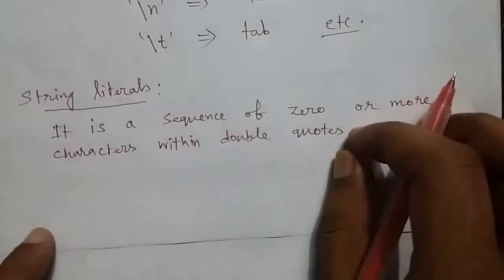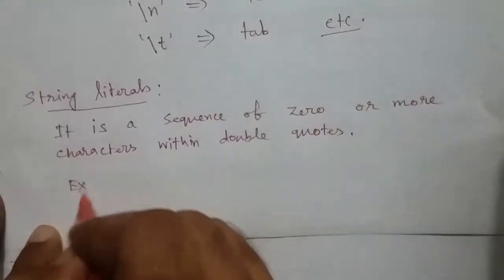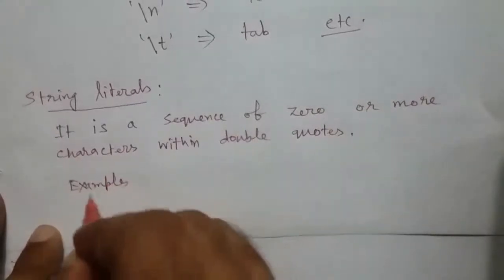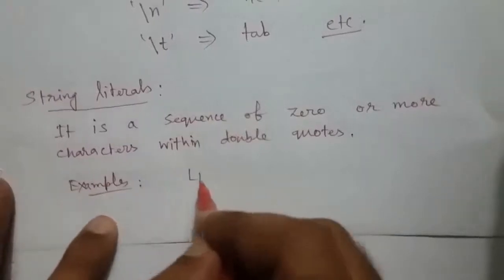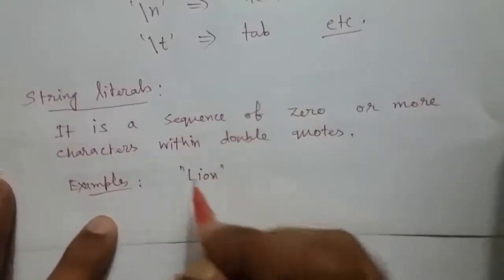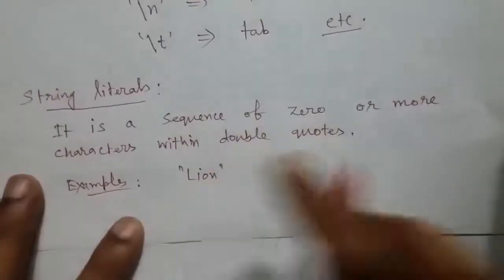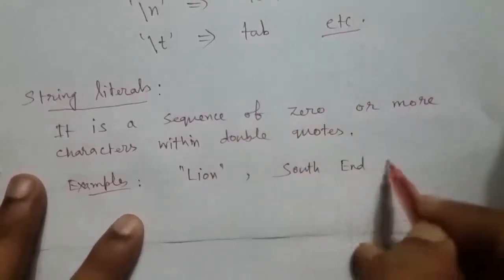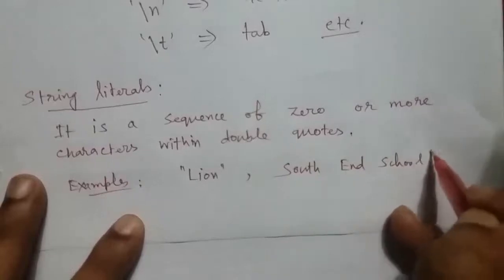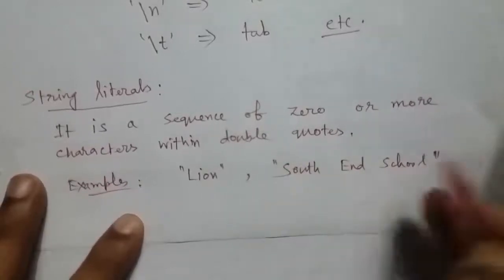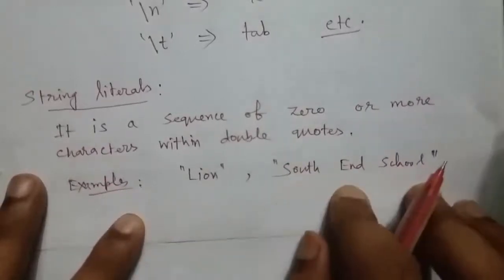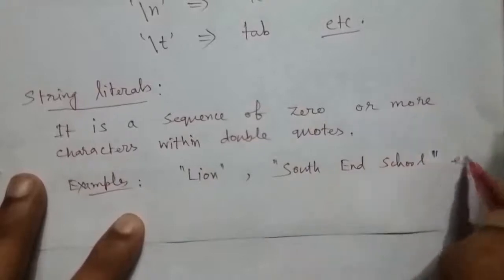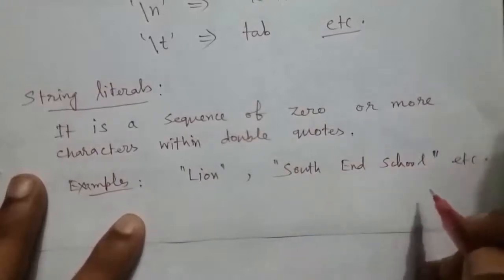Okay. For example, if I write lion enclosed within double quotes, then lion is a string. Write southern school enclosed within double quotation, and southern school is also an example of string, etc.